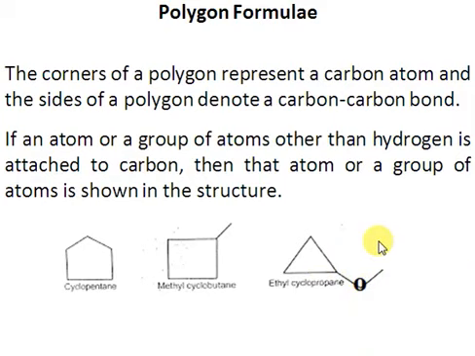So the polygon formulas are just like the bond line formulas. The only difference is that polygon formulas are only for cyclic molecules, but the bond line formula can be written for cyclic molecules as well as acyclic molecules. So they are almost a similar thing.